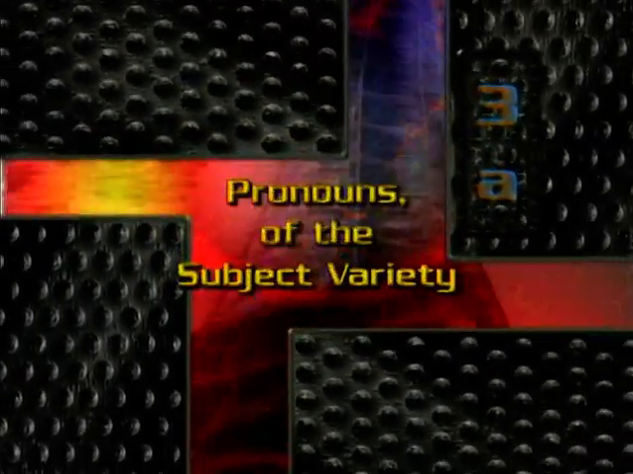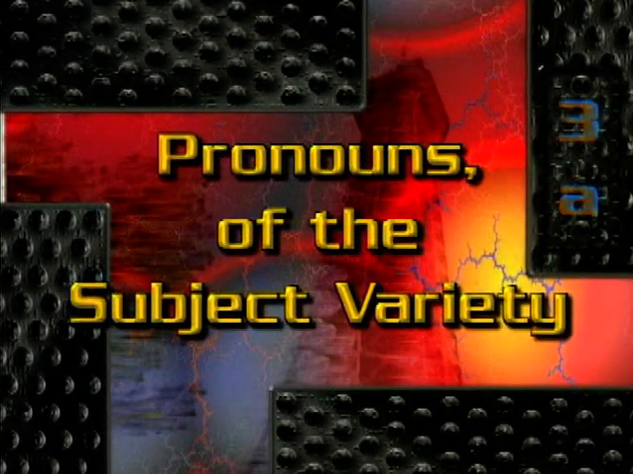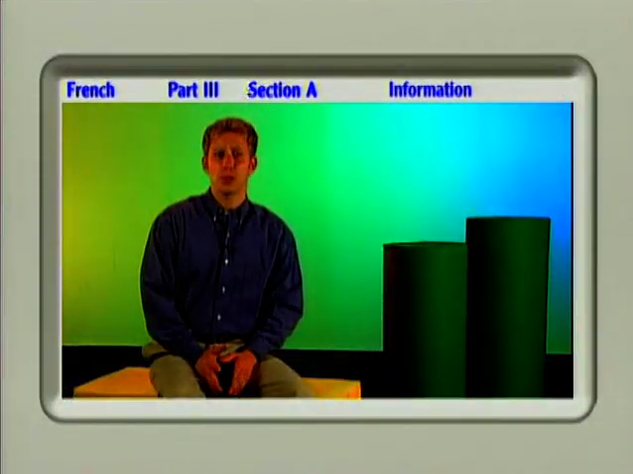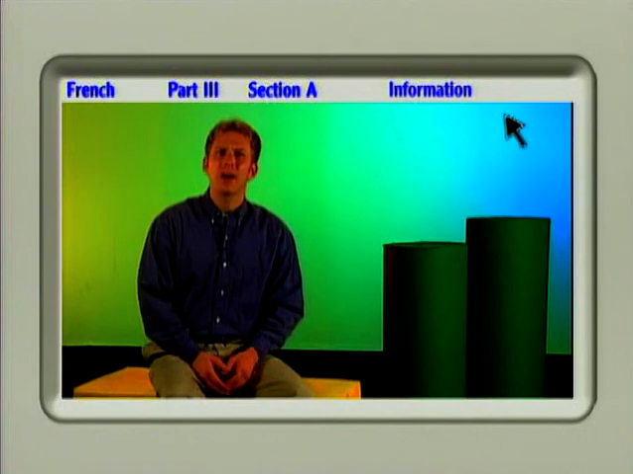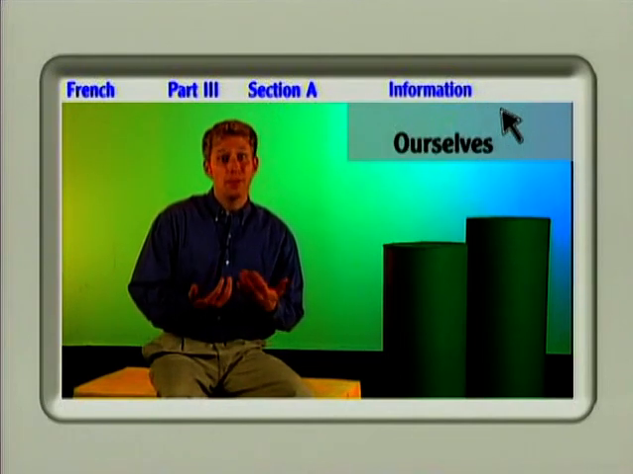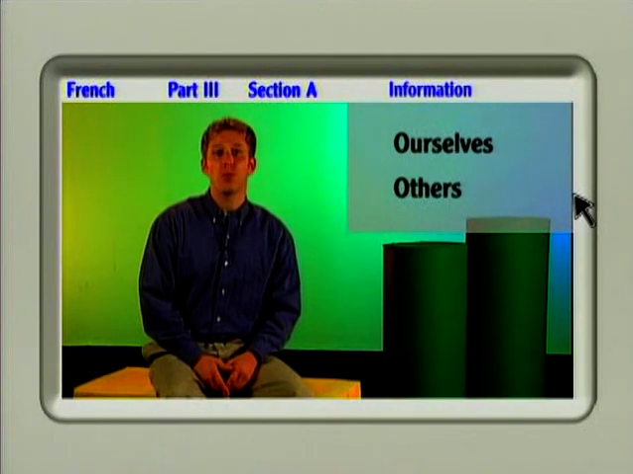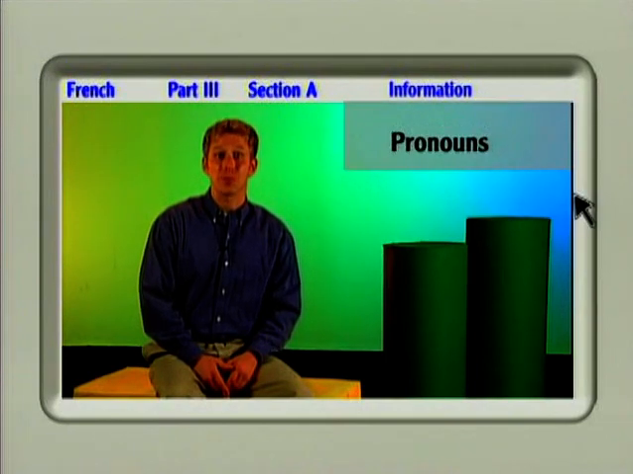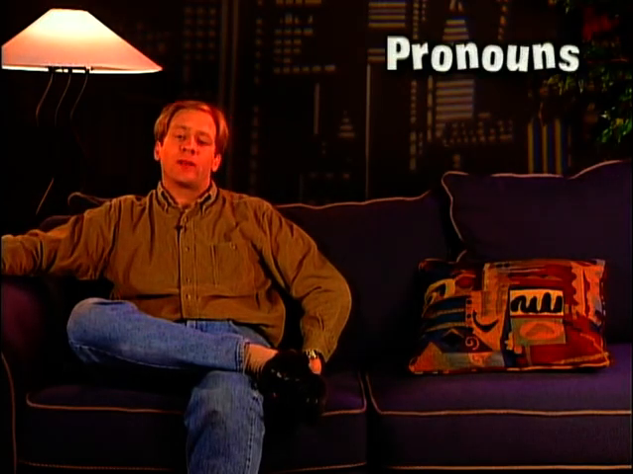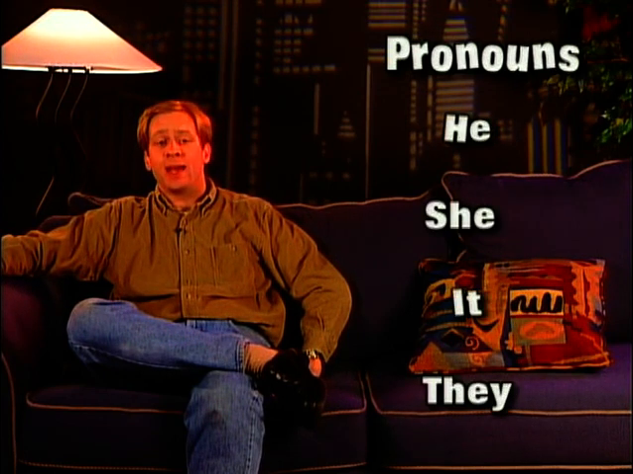Section A. Pronouns of the subject variety. Well, we're moving into new and uncharted territory now. We've been talking about ourselves the whole time, but we want to be able to talk about others as well. So we have to introduce a few more things. The first topic is pronouns. You know what pronouns are. They're those words that take the place of nouns, like he, she, it, and they.